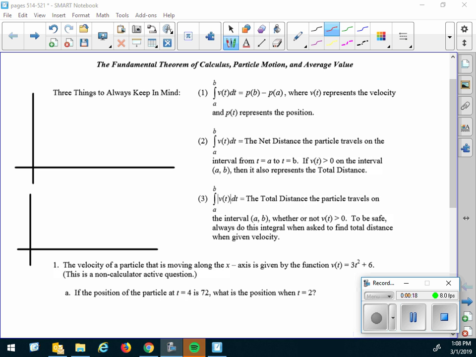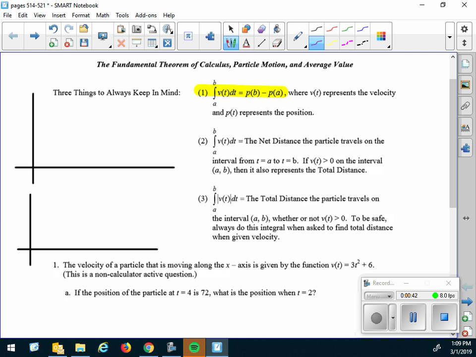Now you notice I drew two little graphs over there, so you're going to do the same thing. Now I want you to take a look. Look right here. When you integrate velocity, you get total distance traveled. Well, I better say you get distance traveled.